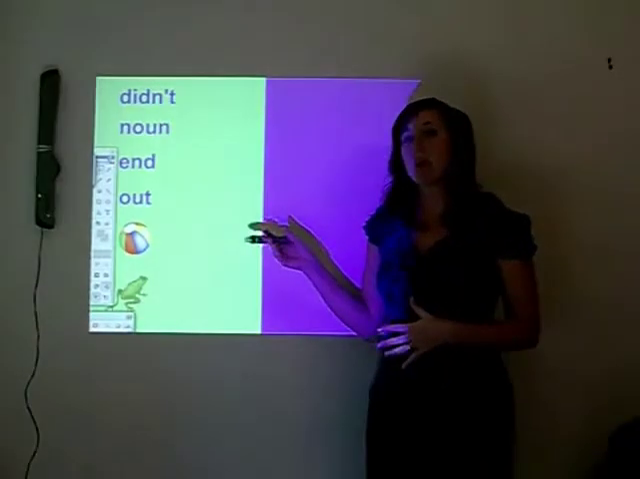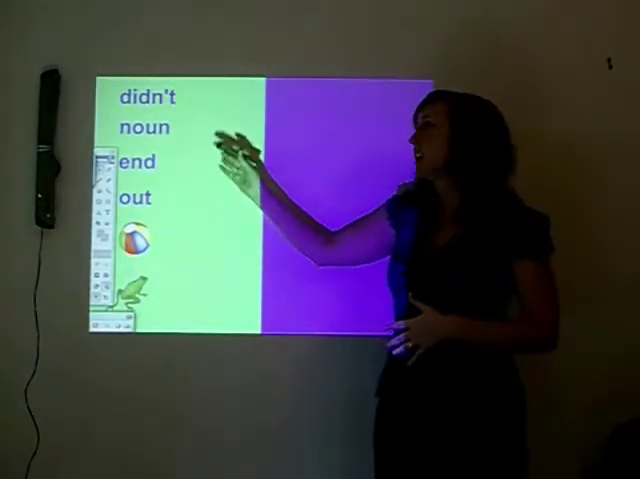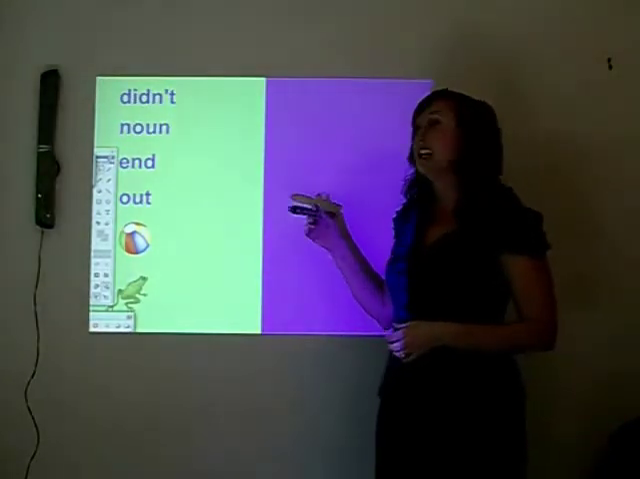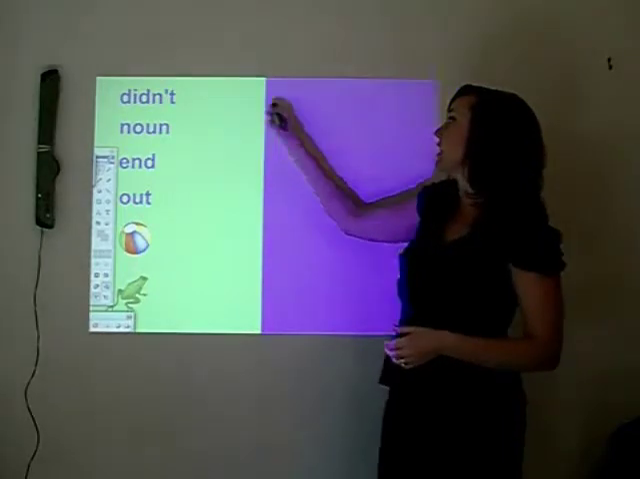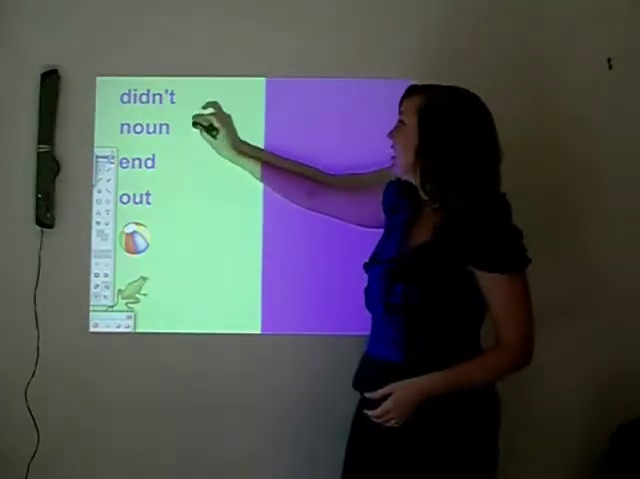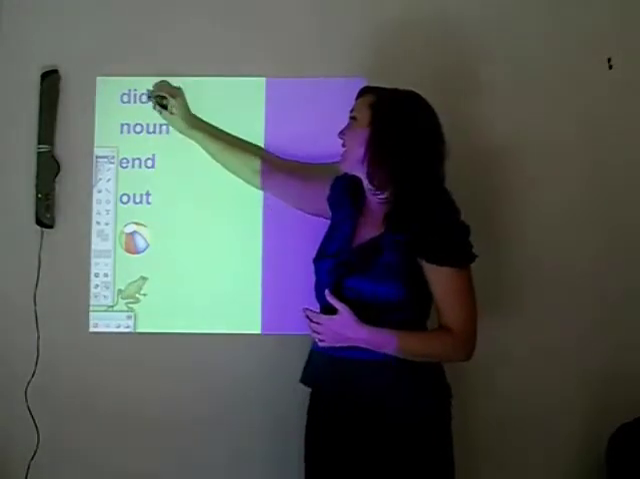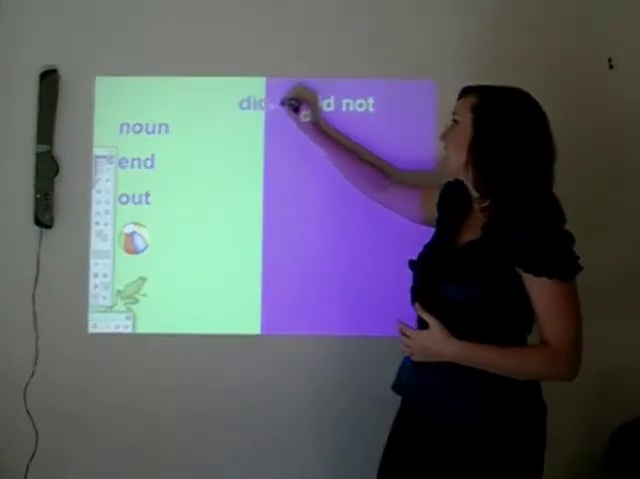This next example has pairings or partners. The first pairing is a contraction and the words that make up the contraction. And the answers are revealed by dragging the word across the dividing line. So students would need to determine what 2 words make up the contraction didn't. The answer is did not.